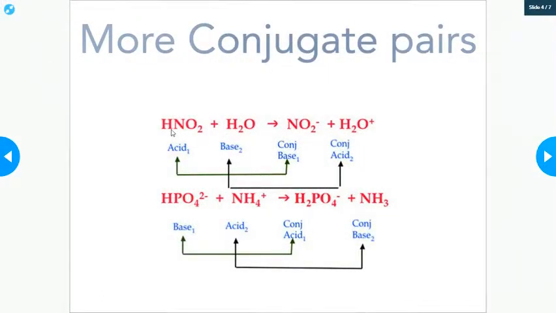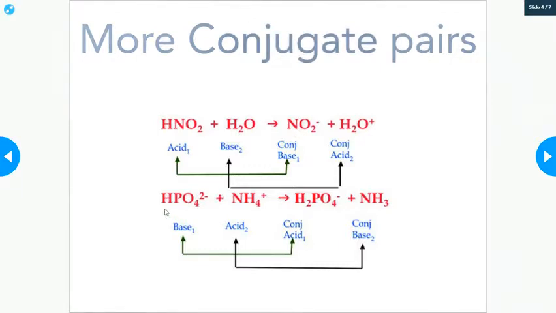So if we look at this one, we have HNO2 plus water. And so we can see that now on the product side, it just formed NO2, which means that this HNO2 gave away hydrogen, which classifies that as an acid. This water accepted hydrogen because it went from H2O to H3O. So it took in a hydrogen, and so therefore that's going to be considered a base. So then if this is the base, then that would be the conjugate acid, and if this is an acid, then that's the conjugate base.